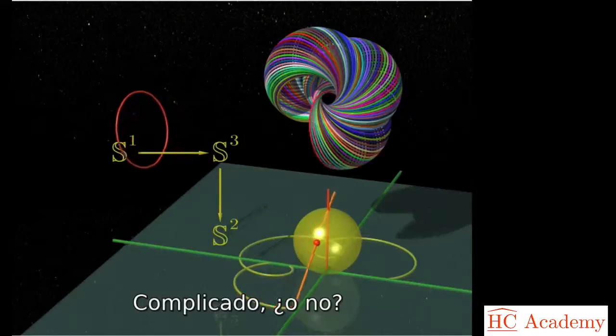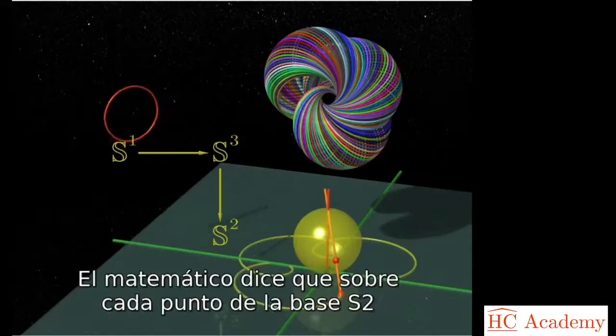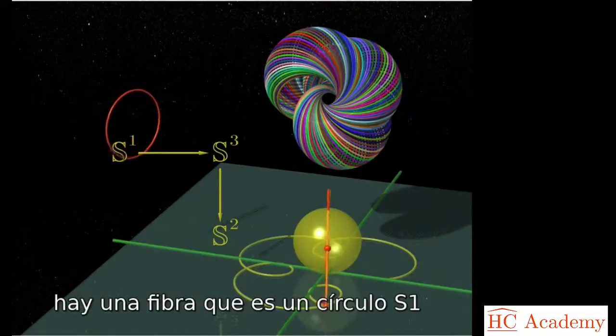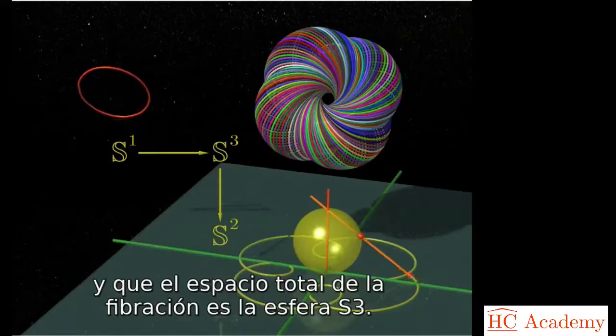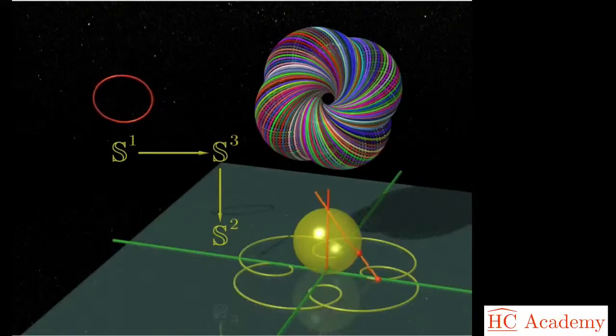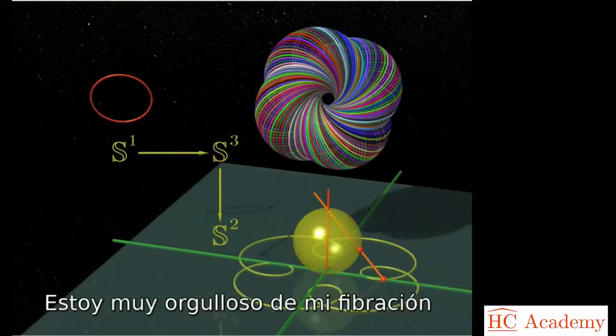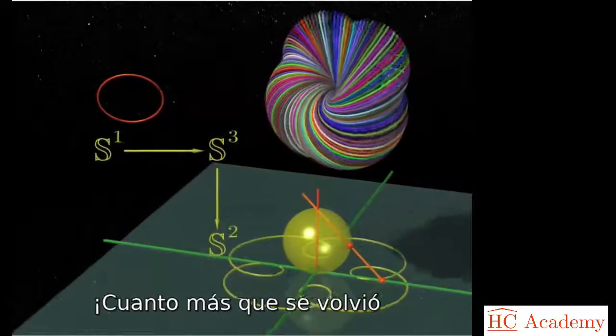Complicated, isn't it? Mathematicians say that above any point of the base S2, there is a fibre which is a circle S1, and that the total space of this fibration is the sphere S3. I am very proud of my fibration, all the more so because it has become a fundamental object in topology.